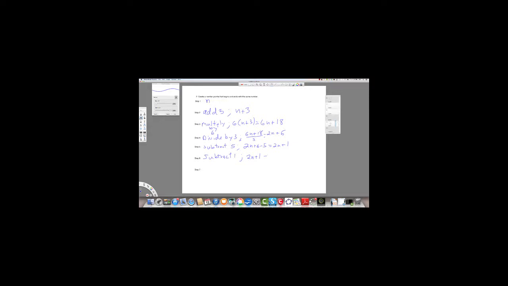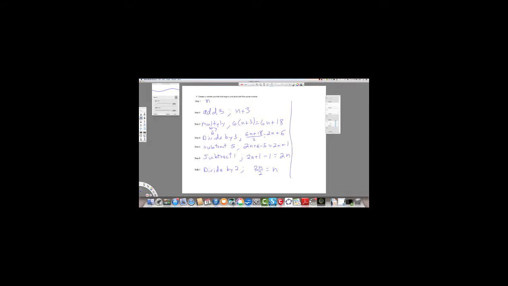You can guess what I'm going to do next. I'm going to divide by 2. 2n divided by 2 equals n. And now I've got a puzzle that could be presented to somebody and have them do it.